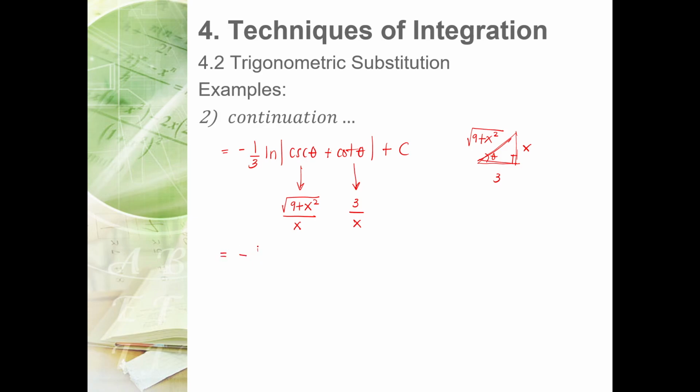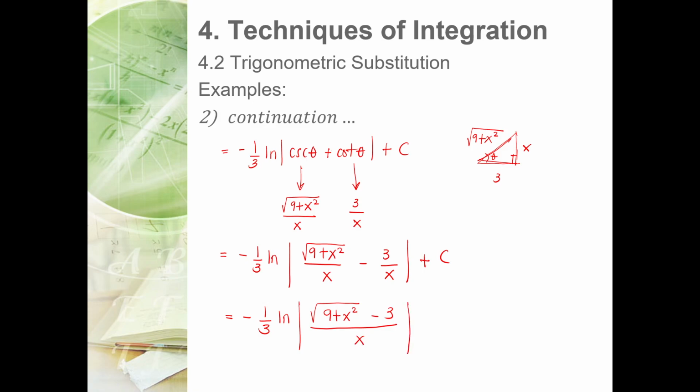So we have negative 1/3 ln of the square root of 9 plus x squared all over x, minus 3 all over x, plus c. You can combine the numerator since we have the same term in the denominator. So the final answer is negative 1/3 ln of the square root of 9 plus x squared minus 3 all over x plus c. So this is your final answer.